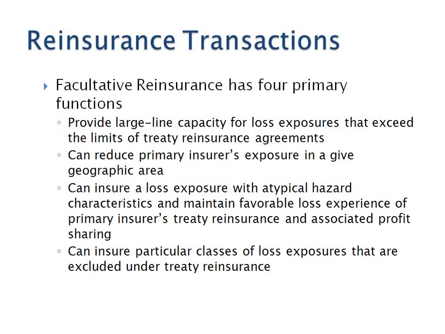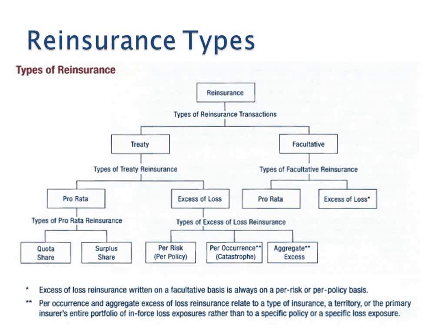Because what may be happening is my treaty reinsurance policy is getting affected so much by these more common occurrences that I need to really take a look at it, and it's not spreading my risk as much as maybe I wanted to. And then it can insure a particular class of loss exposures that are excluded under a treaty reinsurance, which is basically kind of what we just said there.